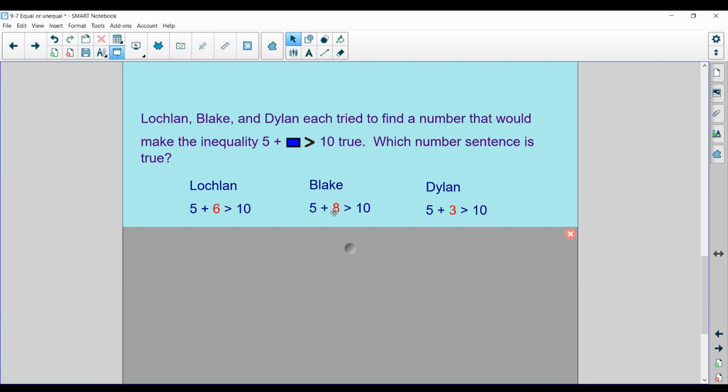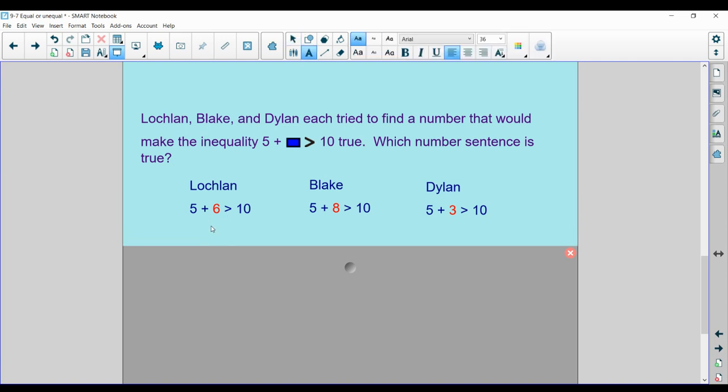Blake says 5 plus 8 is greater than 10. And Dylan says 5 plus 3 is greater than 10. So who's right? Well, 5 plus 6, I can do that in my head, 5 plus 6 is 11. And I know that 11 is greater than 10. So Lachlan is correct.